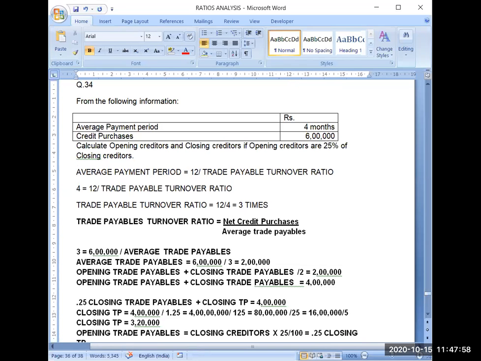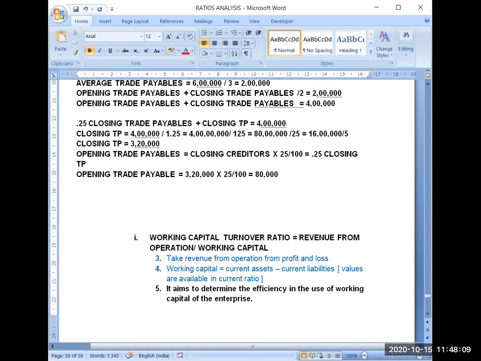So you will find that almost all the questions are the same regarding trade payables turnover ratio and trade receivable turnover ratio, and there are some similarities also with inventory turnover ratio. So if you practice at least one of them properly, you will be able to attempt many of the questions, many of the ratios.